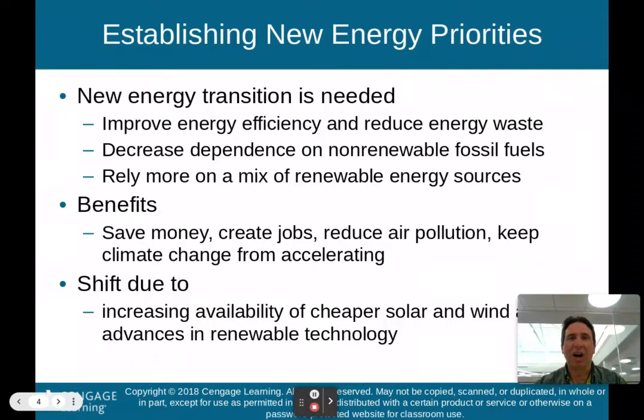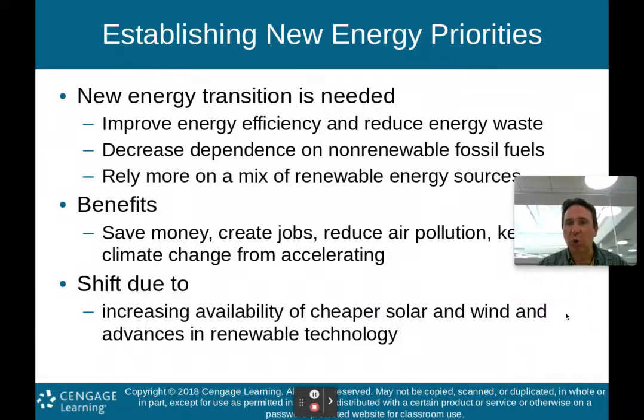What are the benefits of these new energy priorities? We'll save money, we're going to create jobs, we're going to reduce air pollution, and we're going to keep climate change from accelerating. So a lot of win-wins when it comes to this new energy priority. The shift is due to the increasing availability of cheaper solar and wind and advances in renewable technology, and this is now allowing us to start this transition to these more renewable energy sources.